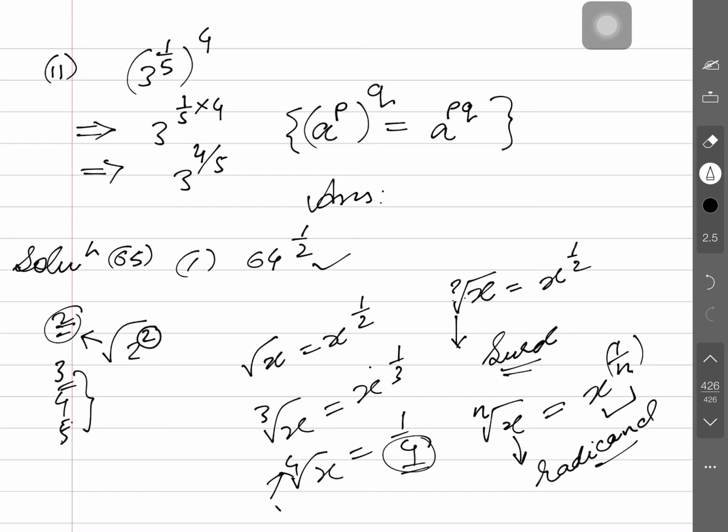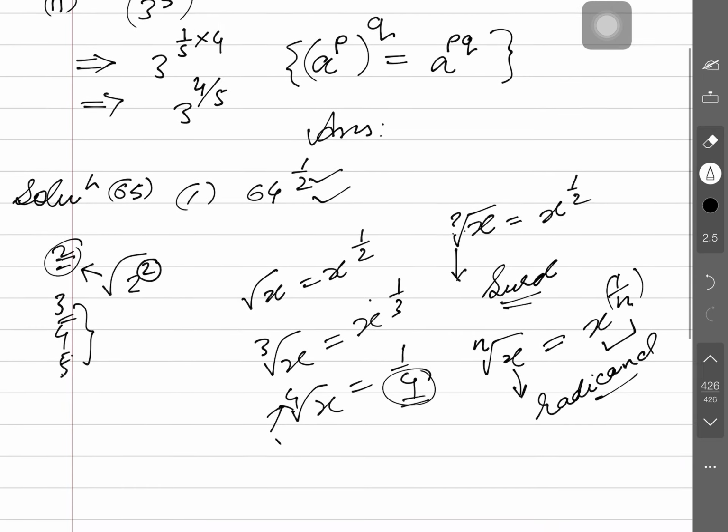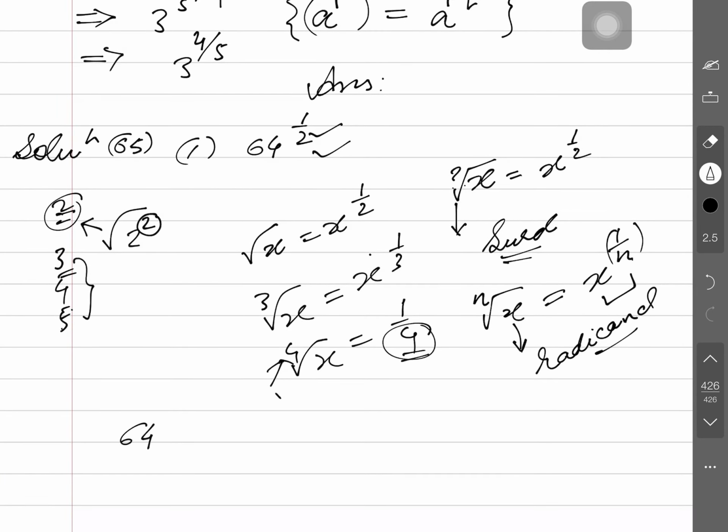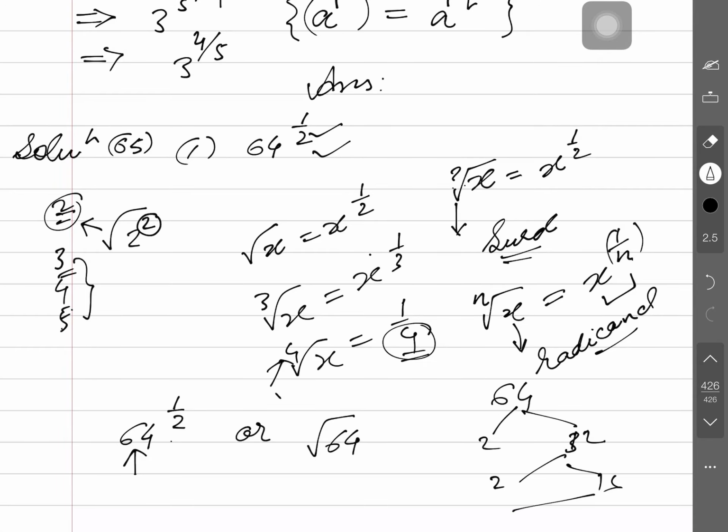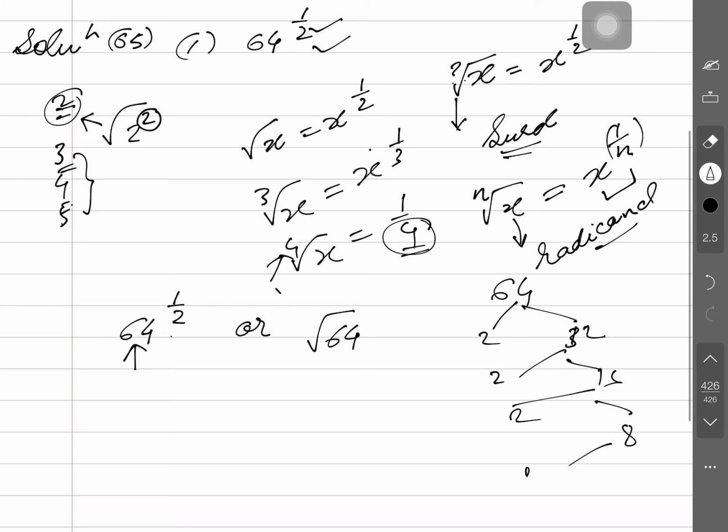So we have to solve 64 to the power 1 by 2. You may say 1 by 2, so 2 is its index. So its index is 2. So we have to factorize it first, okay? So 64 is to be factorized: 2, again 32 coming here, again 16 is coming here, 8 again, 4 again. So everybody knows here that 2 will occur six times, okay?